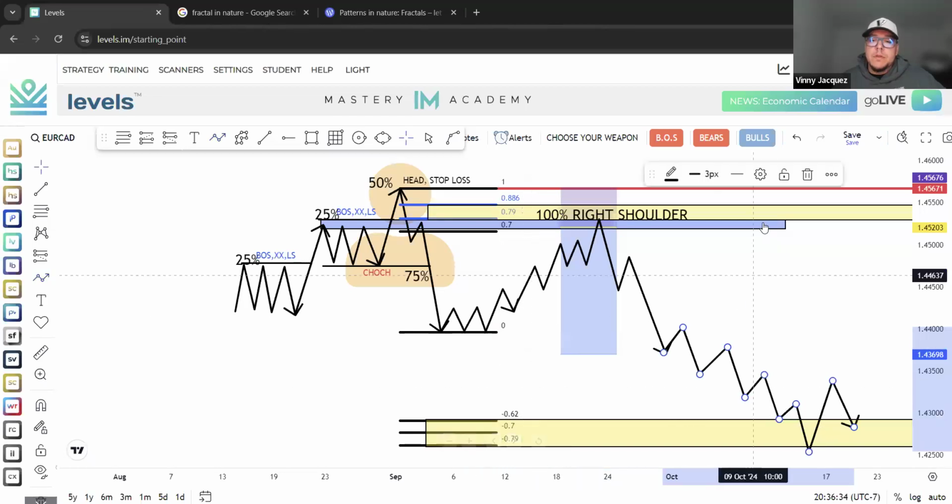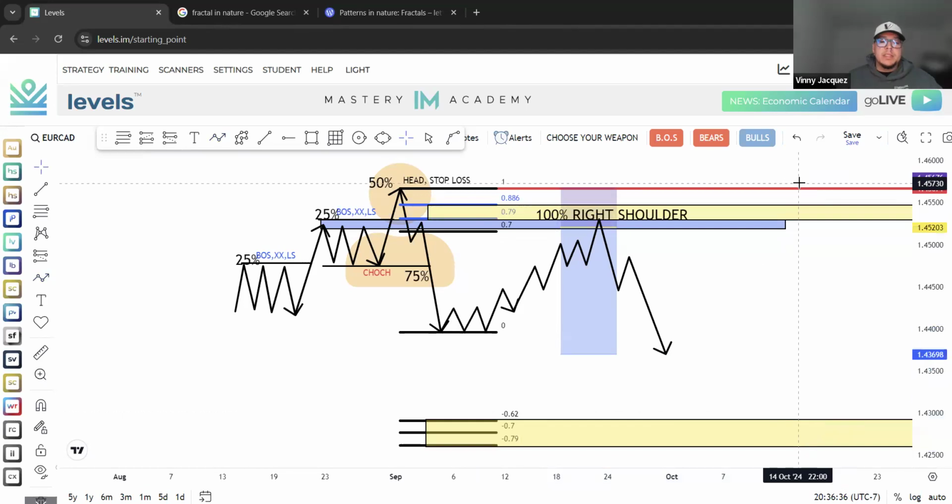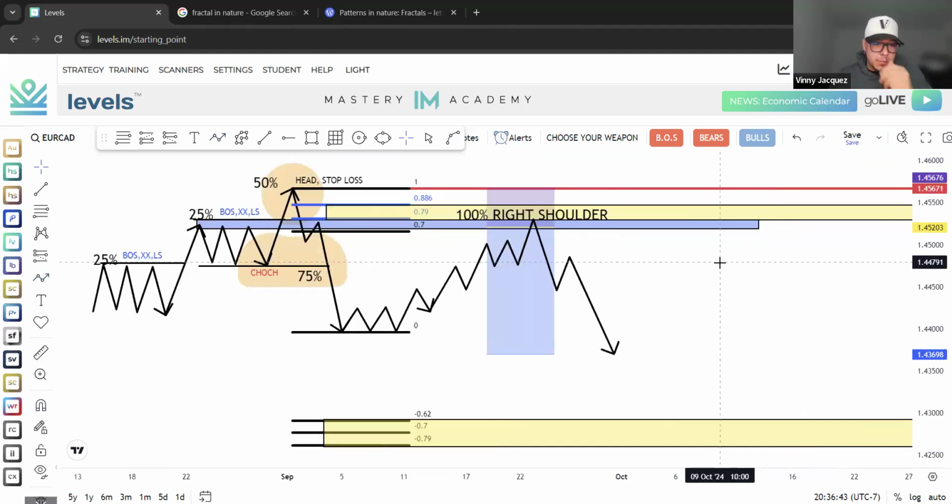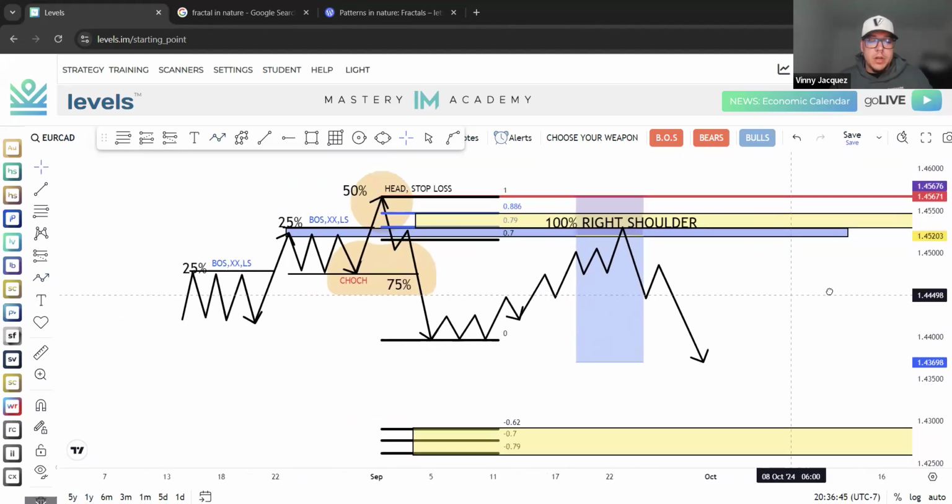When it comes to levels, they're pretty important, bro, to be honest, because they set the range you can trade within, right? And I'll show you more on a chart.